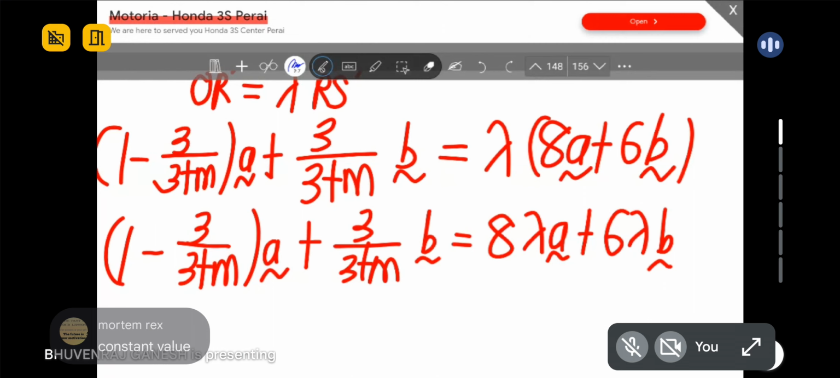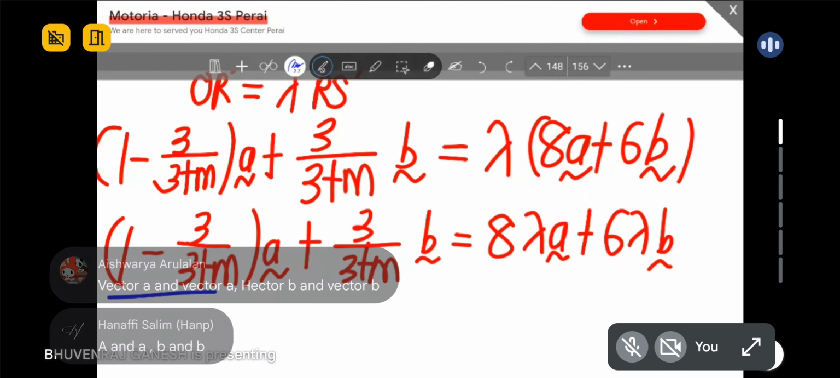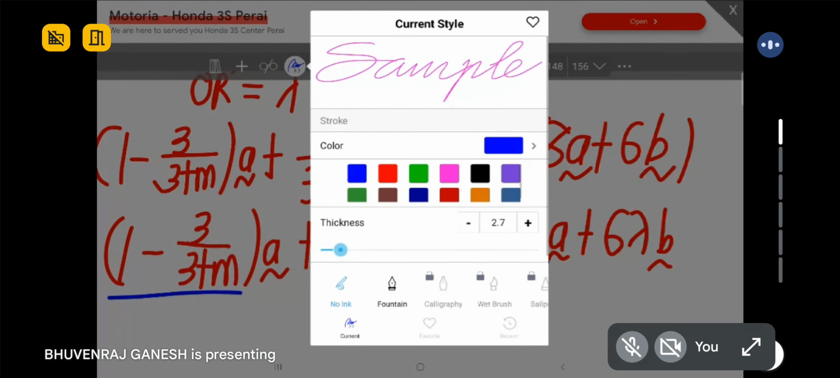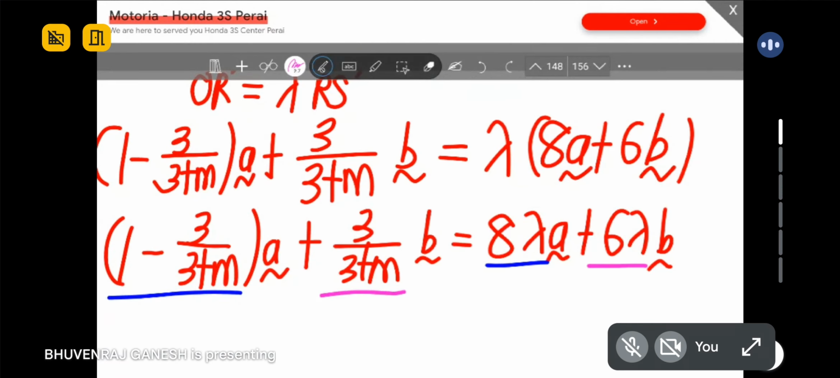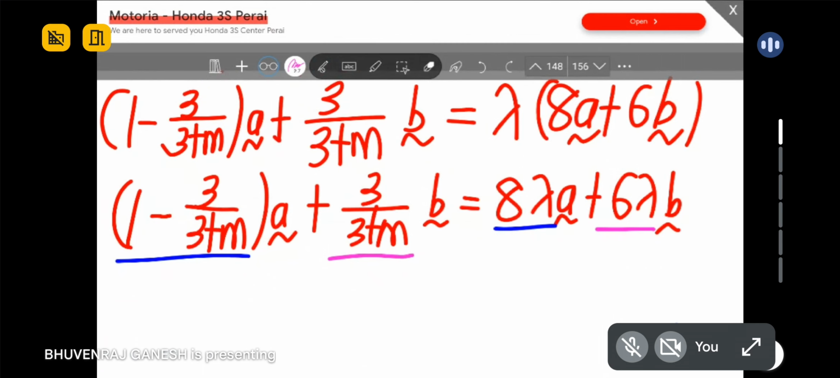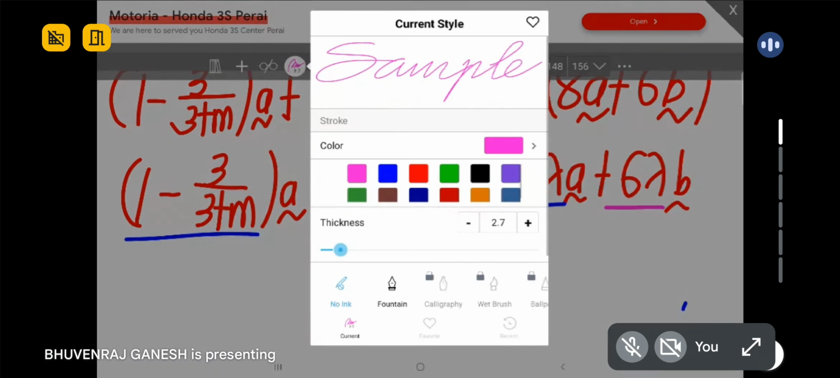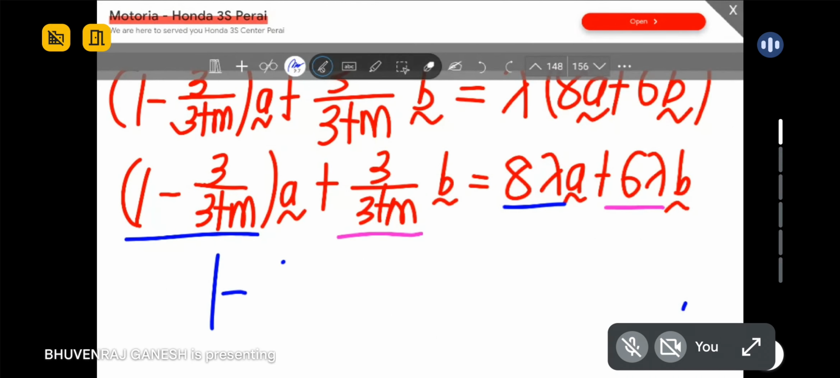Anyone? Come on. Think and see. Yes, very good. The coefficient of A and B, correct. Kamu bandingkan pekali bagi A dan B. So the blue one is the first one and the pink one is the second one. Can you see that? Coefficient means the number in front of A and B. Nombor kat depan tu. Alright. So for the blue one, you have 1 minus 3 over 3 plus m equal to 8 lambda.